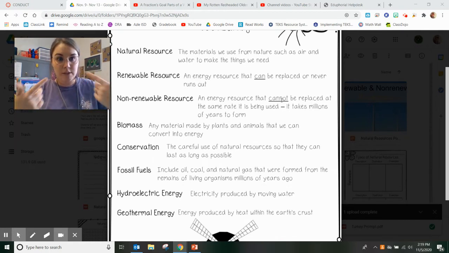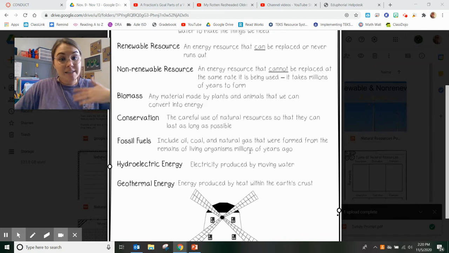A renewable resource is an energy that can be replaced or that never runs out. But a non-renewable resource is something that can't be replaced. It takes millions and millions of years to form. Biomass is anything made by plants and animals that we can convert into energy. We talked about cow manure. It can be converted into energy. Crops can be converted into energy.